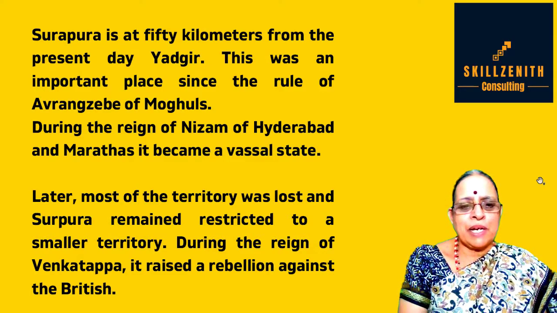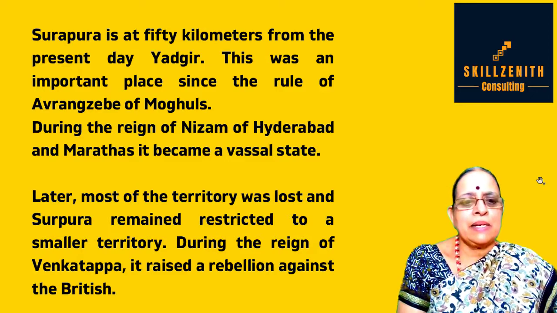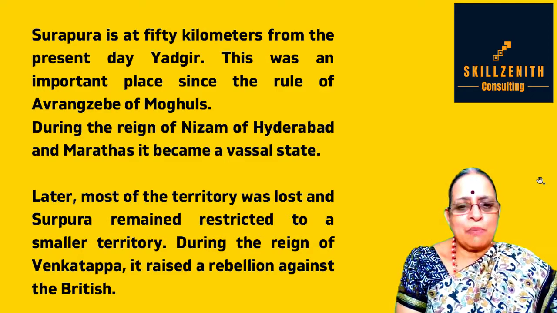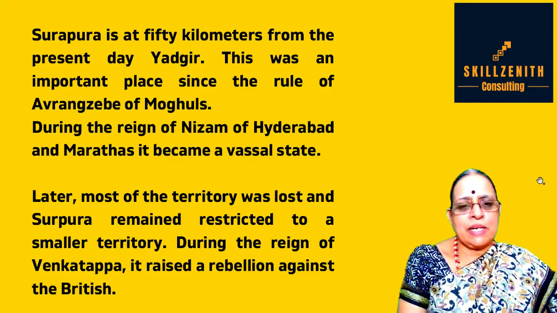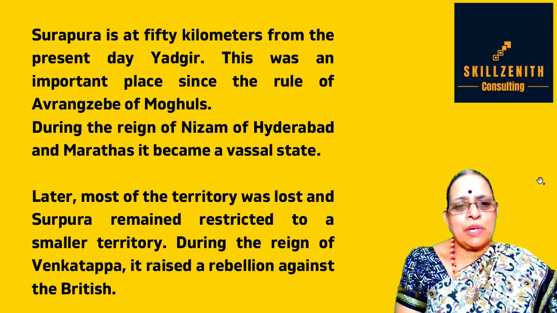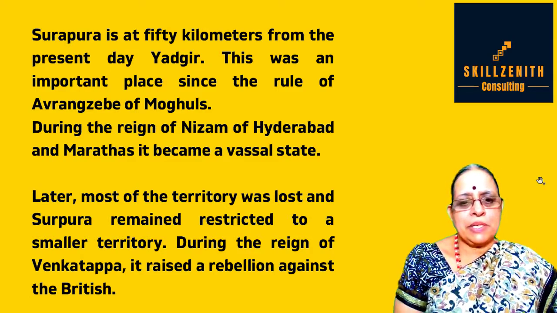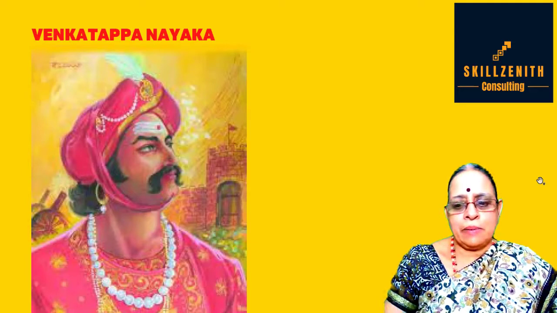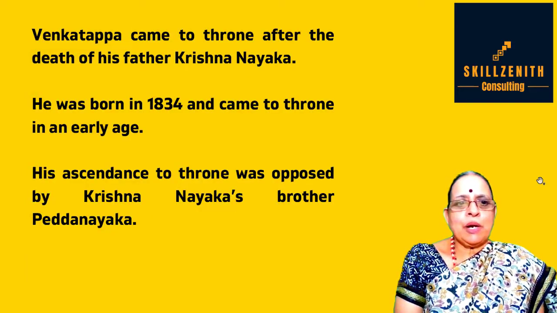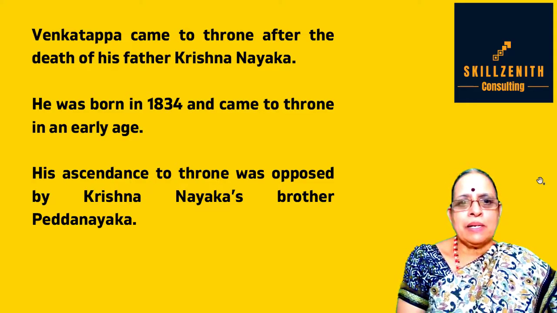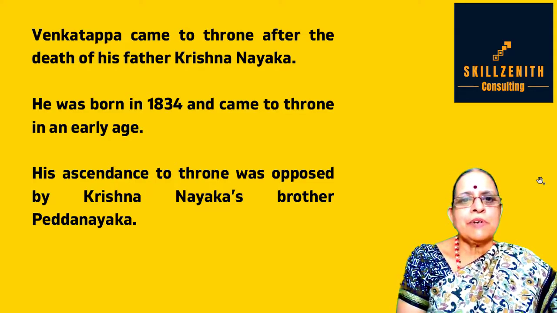During the reign of Venkatappa, it raised a rebellion against the British. That means in a place called Surapura, rebellion started against the British. Even though it was a small territory, the people of Surapura rebelled against the British. Venkatappa Nayaka. You can have a look at Venkatappa Nayaka. Venkatappa came to the throne after the death of his father Krishna Nayaka. That means Venkatappa Nayaka was the son of Krishna Nayaka.